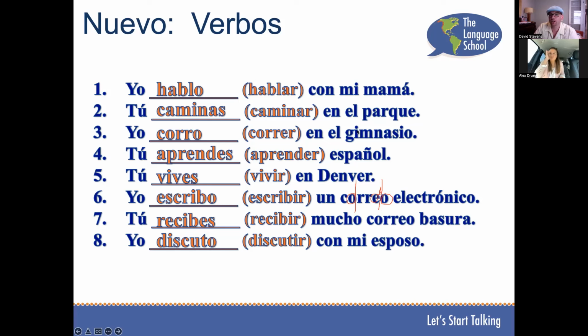Here's a fairly large one. We've got I, A, I, O. Say that with me. I, A, I, O. And now we can add back in gim, na, si, o. Gimnasio. Correo. Yeah.